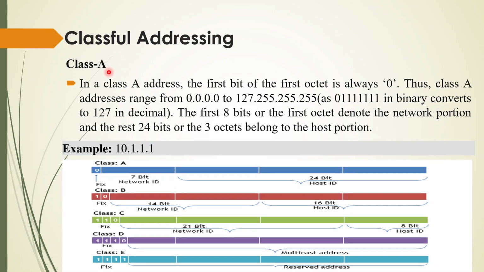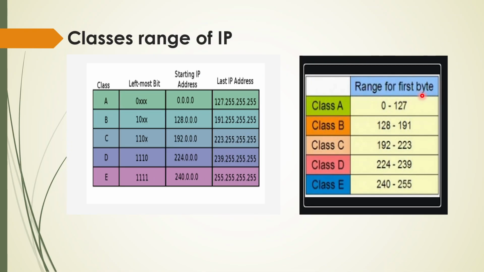See here, in a class A address the first bit of the first octet is always 0. Thus, class A addresses range from 0.0.0.0 to 127.255.255.255. The first 8 bits, or the first octet, denote the network portion, and the remaining 24 bits, or the 3 octets, belong to the host portion. Here 0 is the compulsory fixed bit, then the 7-bit net ID, and the 24-bit host ID. We can write the range as 0.0.0.0 to 127.255.255.255. Here the range is 0 to 127 for class A.